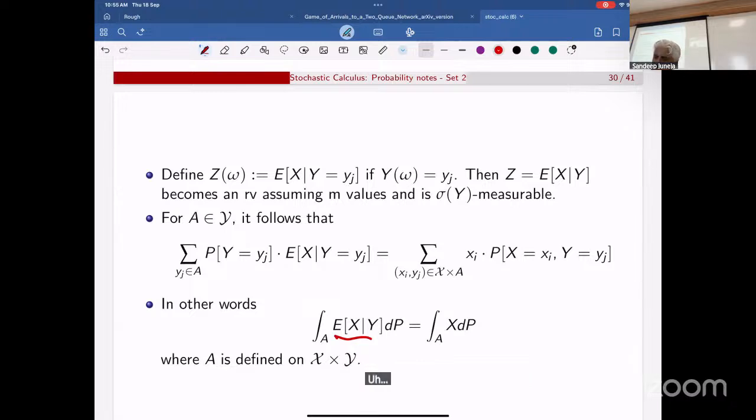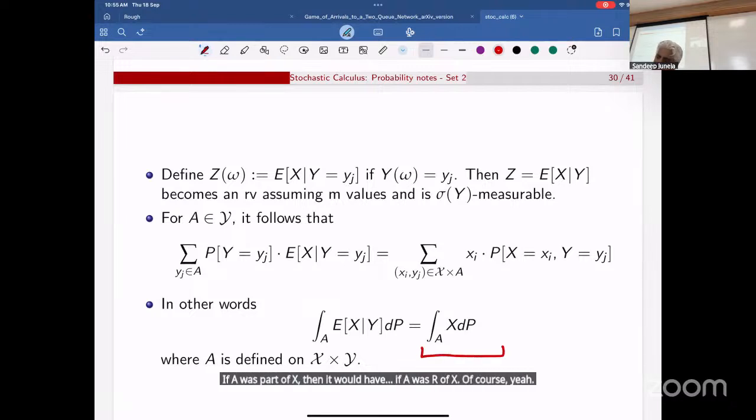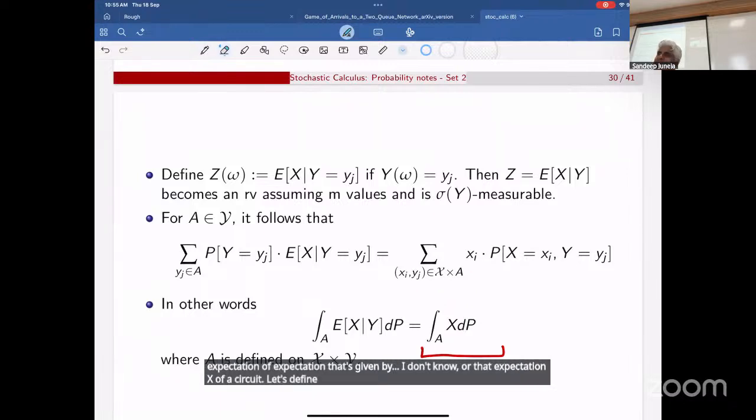Right now I'm integrating over the set A. If A was all of X, then of course it will be X. This is just the Tower property. And this is just x being integrated over this set A. This is the Tower property, expectation of X given Y. But let's define conditional expectations before we start doing the Tower property.